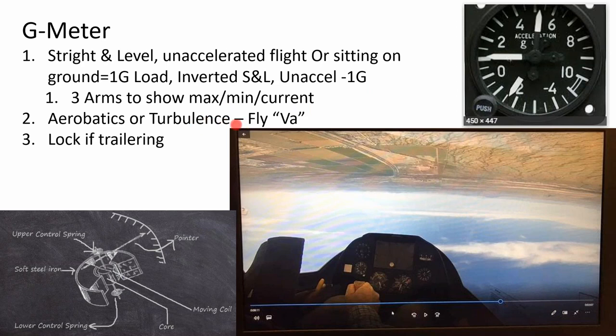Turbulence can, as we were talking about earlier, cause excessive G load. And we'll talk about this next week, but fly VA. VA is maneuvering speed, which is basically if you get into a turbulence situation, you want to try to fly straight and level and get the plane slowed down to whatever the VA speed is. In the big orange glider, it's 65. If you're ever trailering a glider that has a G meter, lock it so it doesn't damage the sensors.